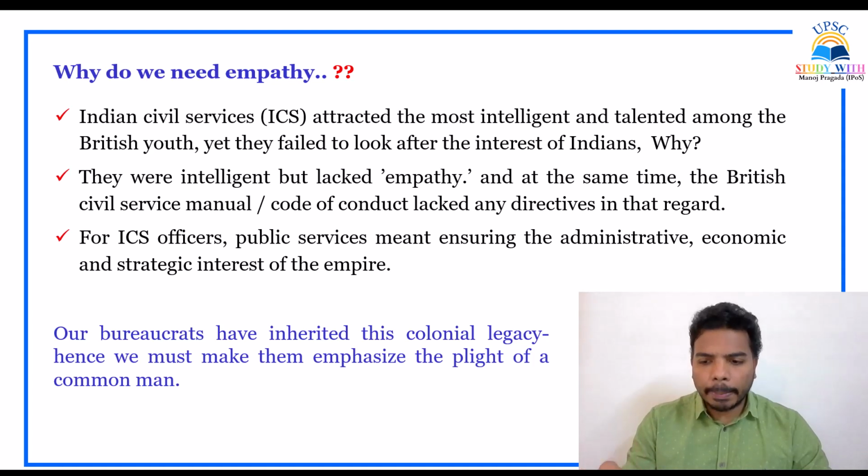Empathy factor means that while implementing the policy as a district collector, you have to take care of the marginalized and vulnerable sections in the district. Actually, after independence, our bureaucracy has inherited certain characteristics of the colonial legacy, like an officer-like attitude, what we call an ivory tower attitude: not meeting with people, not interacting with them.